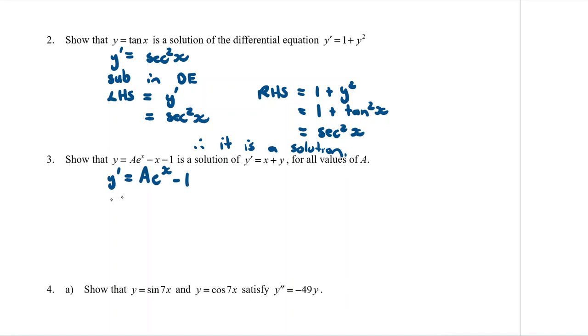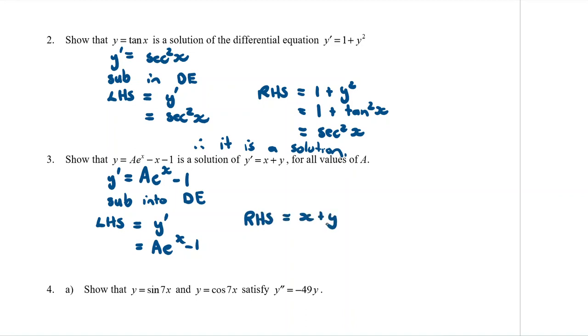So into the differential equation. In the left-hand side, we have y dash, which we just worked out was a e to the x minus 1. Into the right-hand side, we have x plus y. X is going to stay there, but the y we replace with the y equation, which was a e to the x minus 1. And then the x minus x cancels out, and we get a e to the x minus 1, which was the same as the left-hand side. So therefore, it is a solution again.